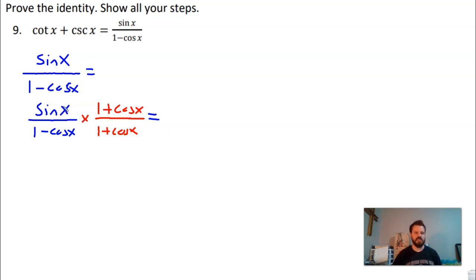Numerator first, distributing: sine times 1 will give me a sine x, and sine times cosine is a plus sine x cosine x. Over the denominator we FOIL, but since we're talking conjugates we can take a shortcut. I'm going to multiply my first: 1 times 1 would be a 1. My outer will give me a cosine x, my inner will give me a negative cosine x. Those will cancel, so I'm going to just jump straight to negative cosine times cosine, which gives me a negative cosine squared x.